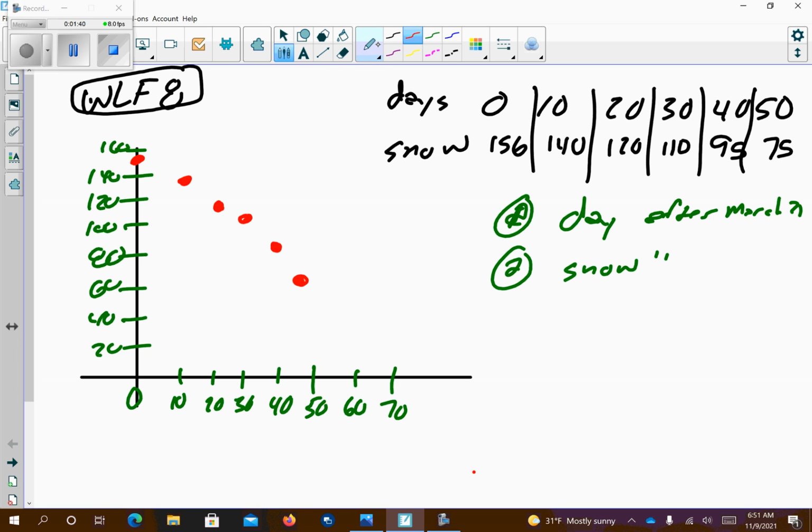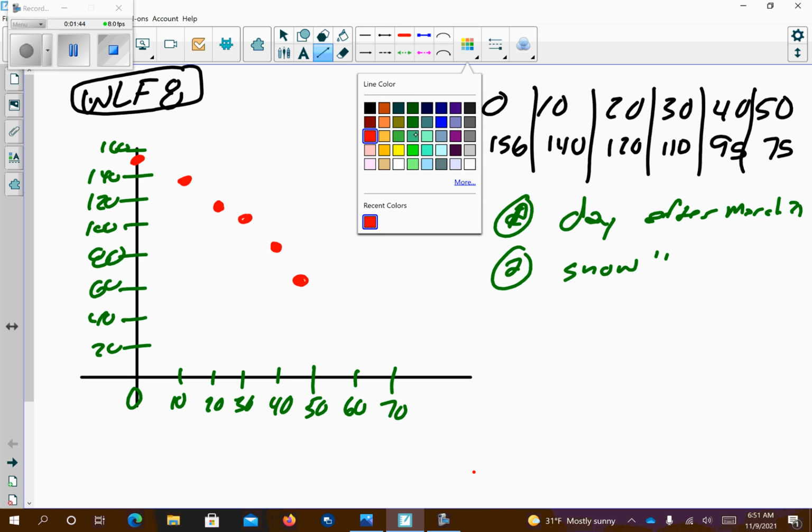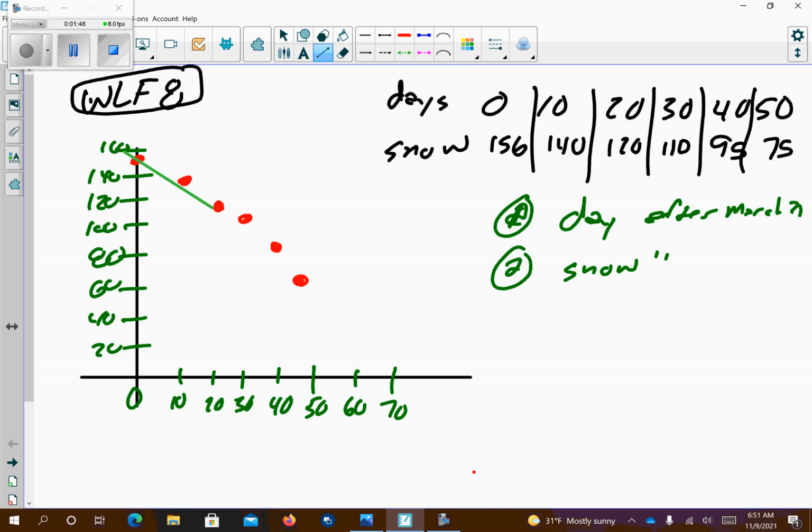Number 4. We're drawing our line of best fit. So I'm going to use a straight edge. So there's our line of best fit of some sort. Everyone's might look a tiny bit different.